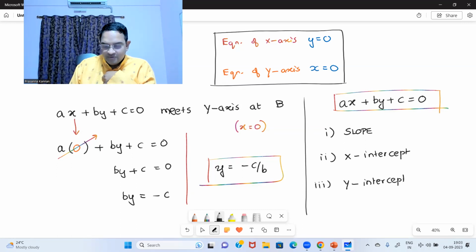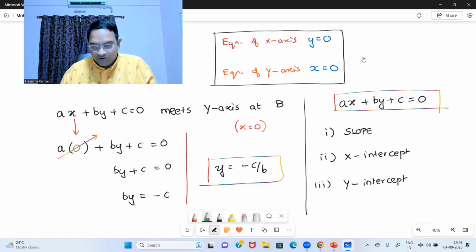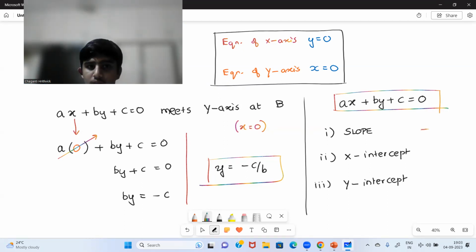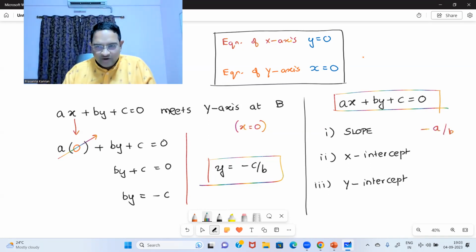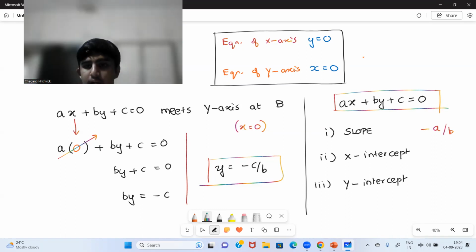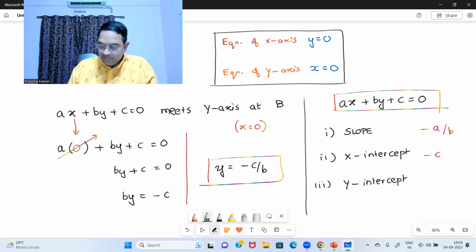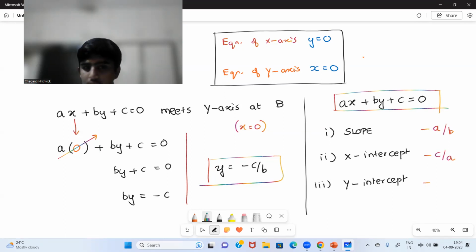Very good. Now tell me, the moment you see this, what is slope? Minus a by b, not a by b. What is your x-intercept? Minus c by a. What is your y-intercept? Minus c by b. Very good, very good.